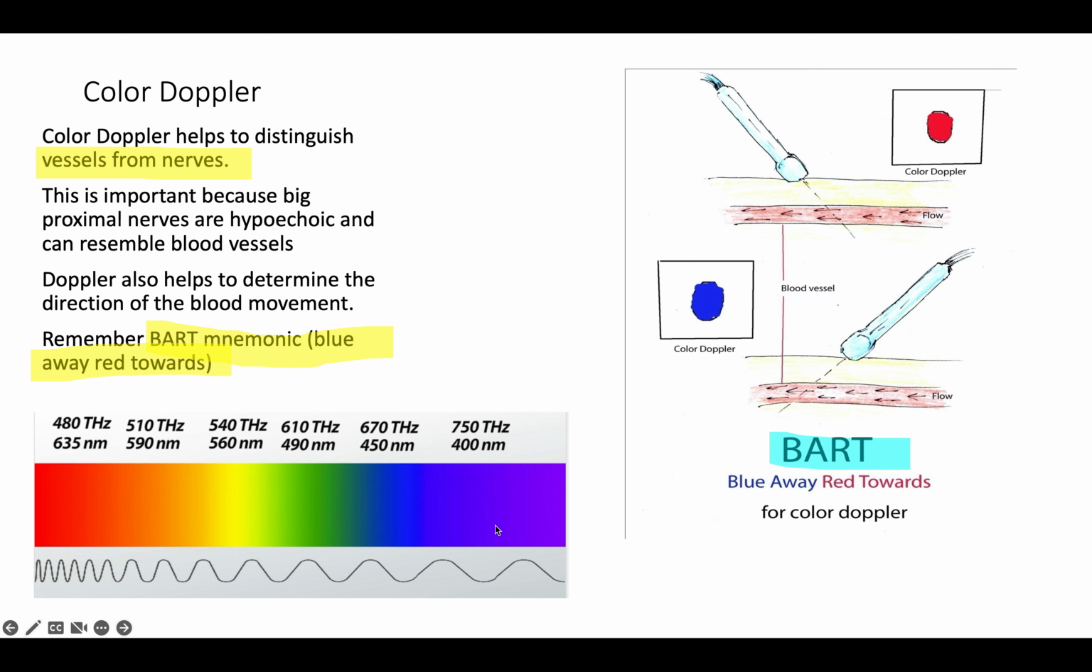And remember, when this ambulance is going away from us, right? The shift would be toward the low frequency, so away, blue. And when it is toward us, it will shift to higher frequency, so it will be red. One more time, BART: blue away, red toward.